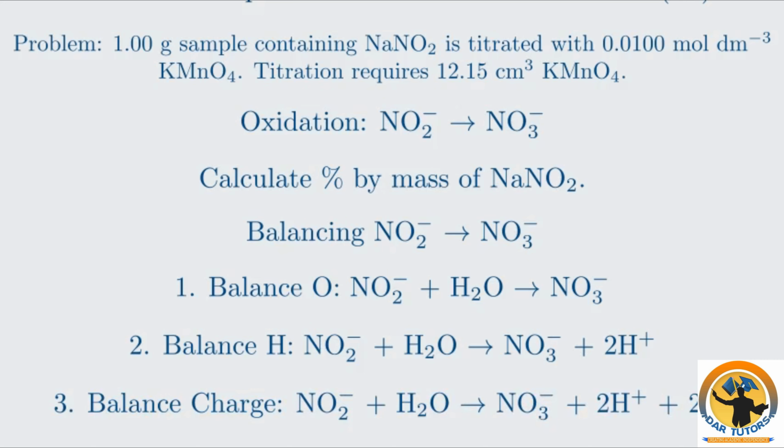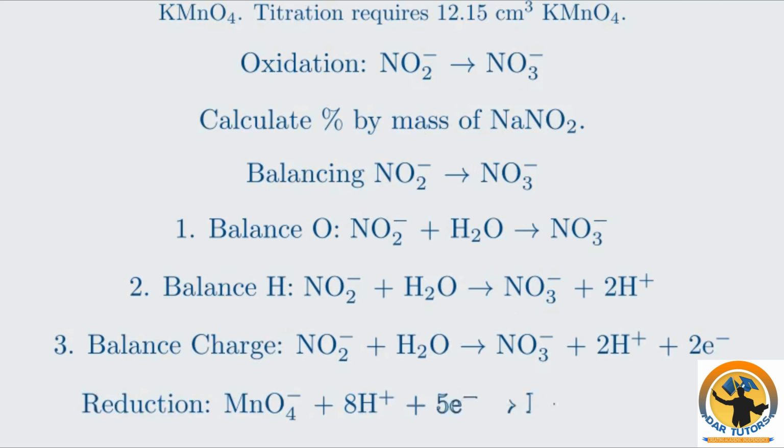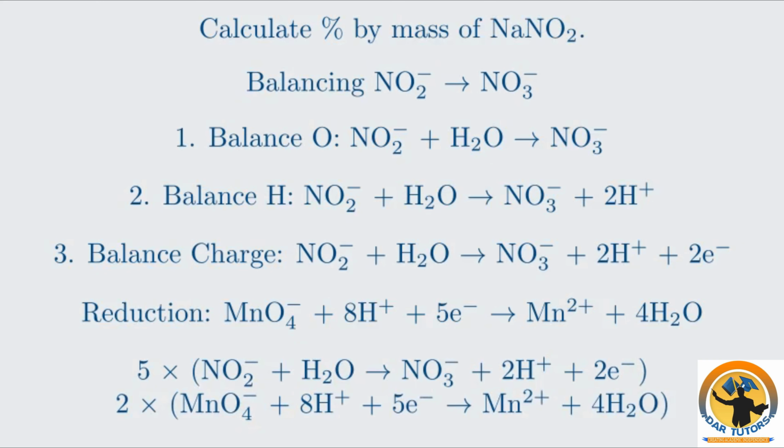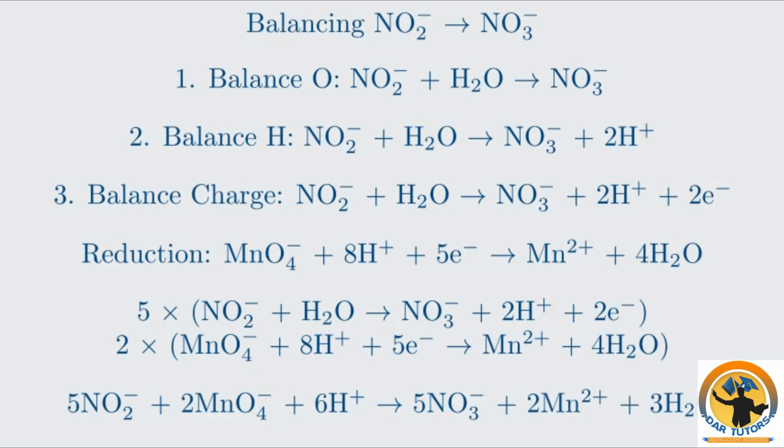The reduction half equation for MnO4- is a standard one we should know. It is MnO4- plus 8H+ plus 5 electrons gives Mn2+ plus 4H2O. Next, we combine these half equations to get the overall redox equation. We need to make the number of electrons equal. The least common multiple of 2 and 5 is 10. So we multiply the oxidation half equation by 5 and the reduction half equation by 2. This gives us 5 moles of nitrite ions reacting with 2 moles of manganate ions.